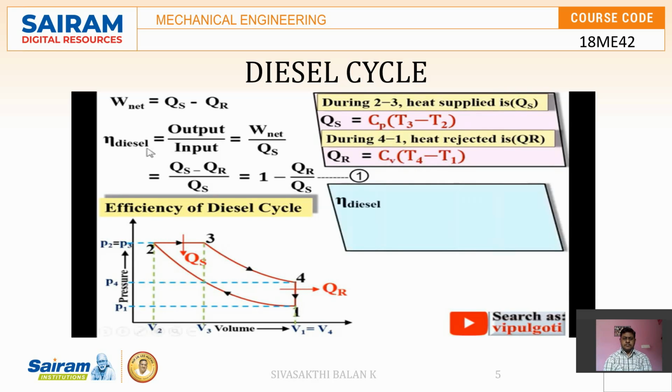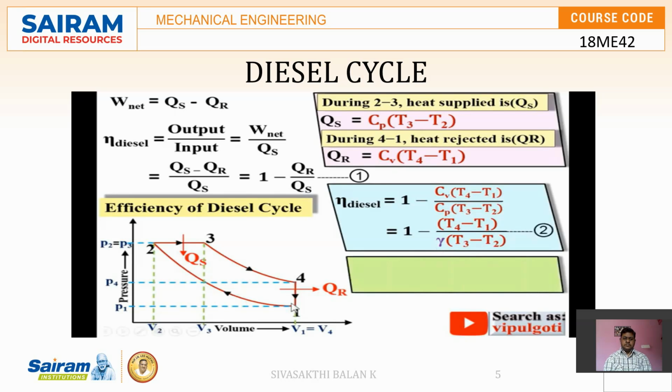So now I can say the efficiency of the diesel cycle is equal to 1 minus QR, that is Cv in bracket T4 minus T1, upon Qs, that is Cp in bracket T3 minus T2. Further simplification: 1 minus T4 minus T1 as it is, but you know that Cp by Cv is equal to gamma, so I can write here gamma in bracket T3 minus T2. Keep in mind that gamma is Cp by Cv. Let's say it is equation number 2.